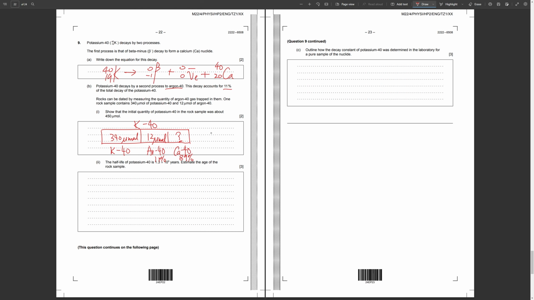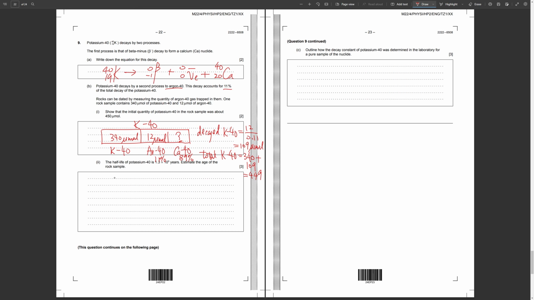We can get the amount of particles going into calcium by the following calculation. The amount of decayed potassium 40 is 12 micromole divided by 0.11, which is 109 micromole. So the total potassium 40, including those that did not go through any decay, should be 340 plus 109. It gives you 449, which is very close to your target 450.